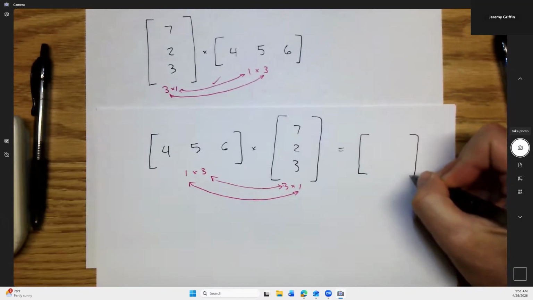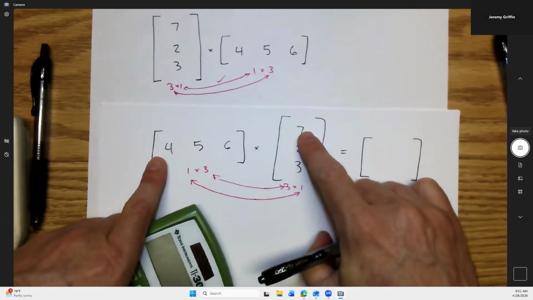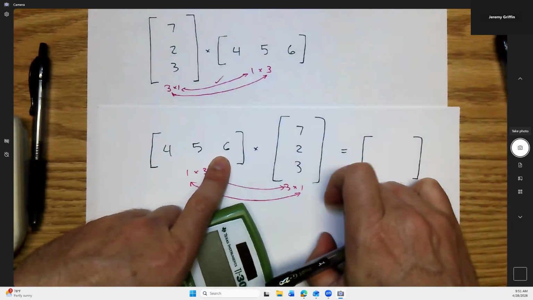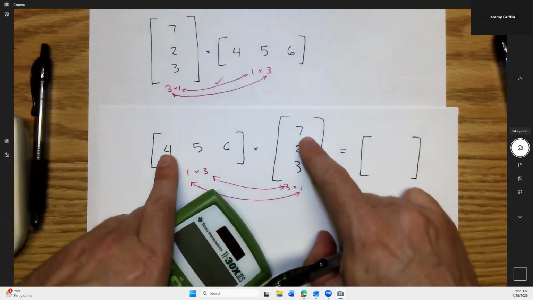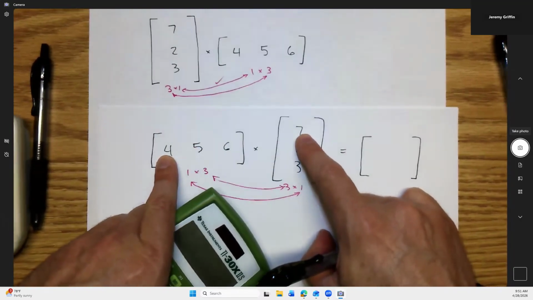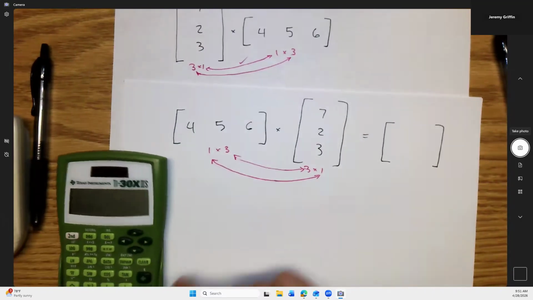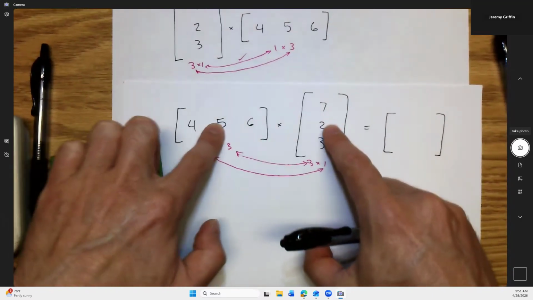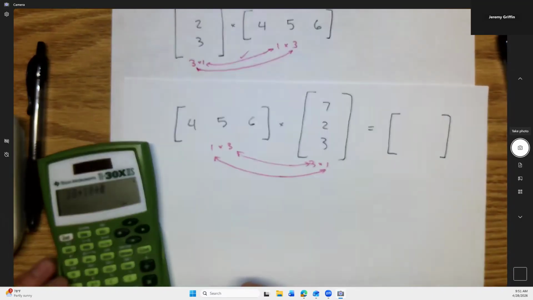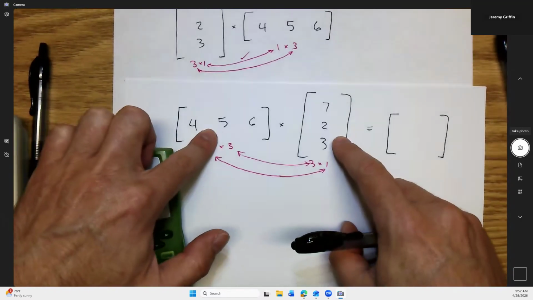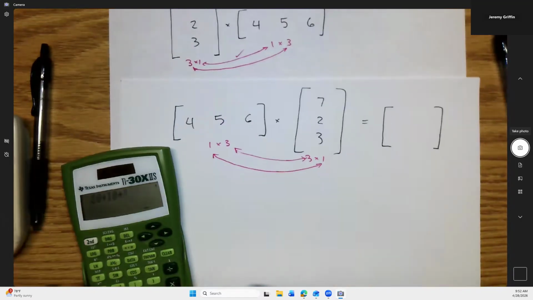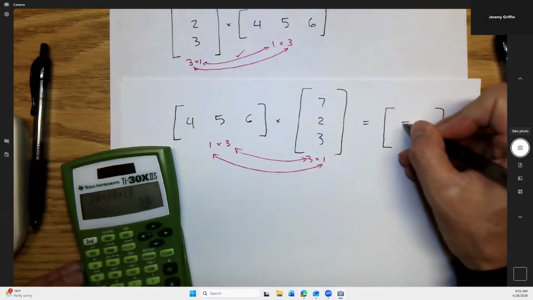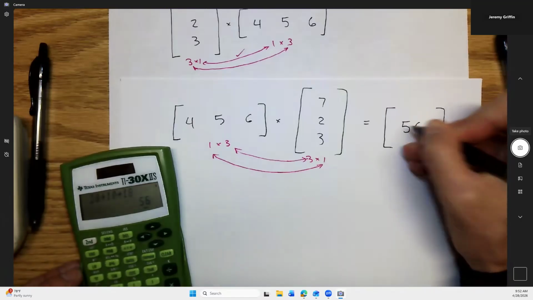Sounds like a number. Okay. But remember, I'm going across the row in the first matrix and down the column in the second matrix. So I need 4 times 7, which is 28, plus 5 times 2, which is 10. Plus 6 times 3, which is 18. So this comes out to 56 as a 1 by 1 matrix.